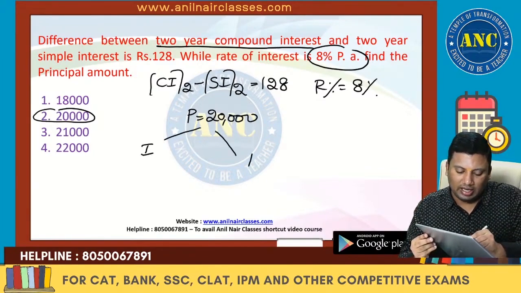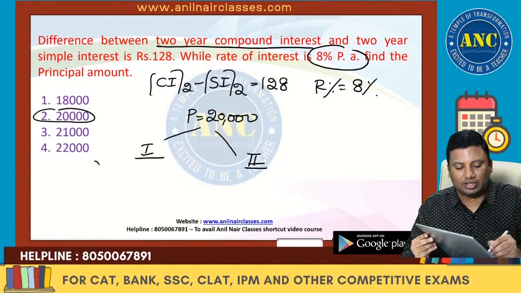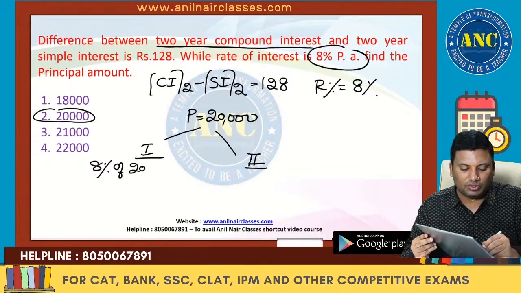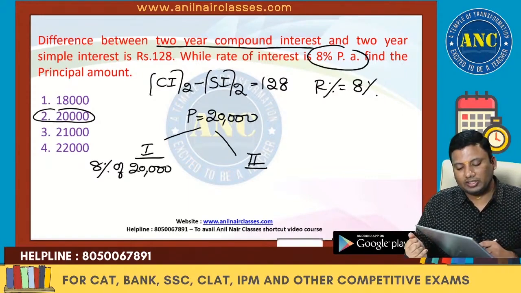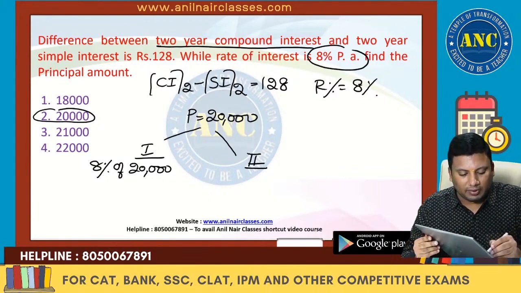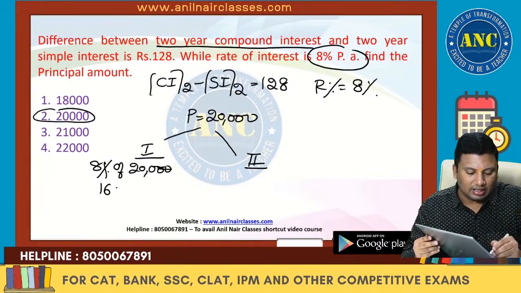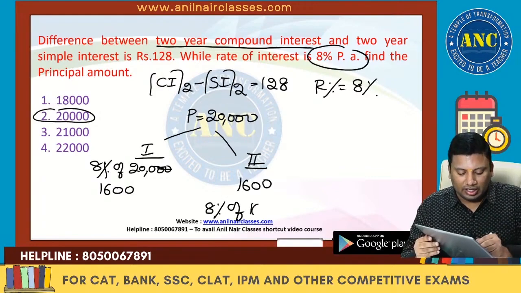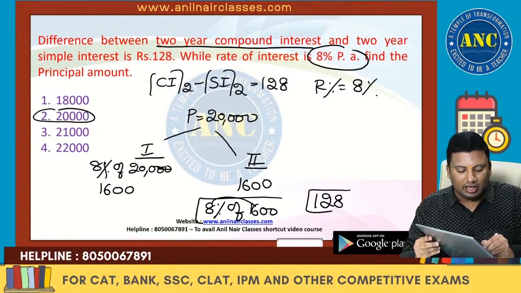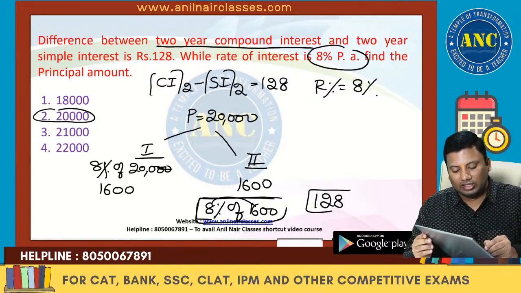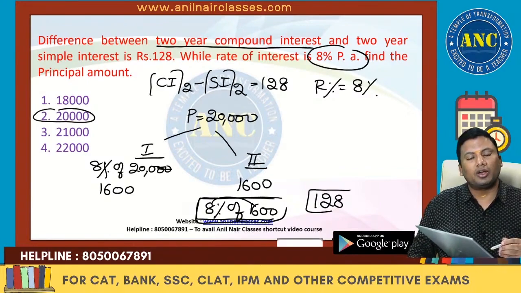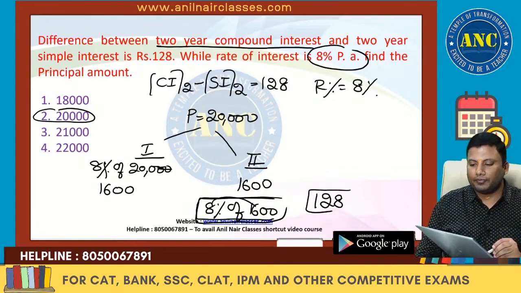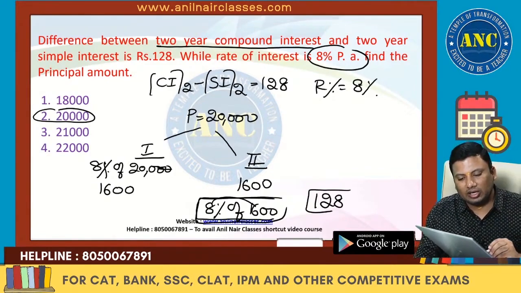This is the first year and it is the second year. So first year it is 8 percentage of 20,000. This is nothing but, by 100, 2 zeros cancel, 1600. Here also it is 1600. 8 percentage of 1600 is nothing but 8 into 16, 128. The difference between CI for 2 minus SI for 2 is nothing but 128. I hope it is clear. Idea is clear, right?